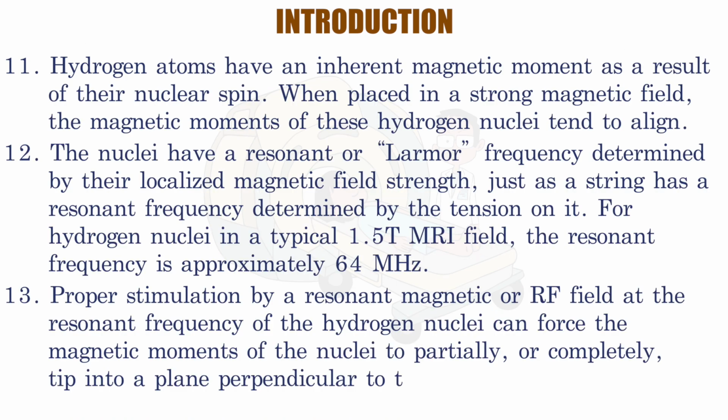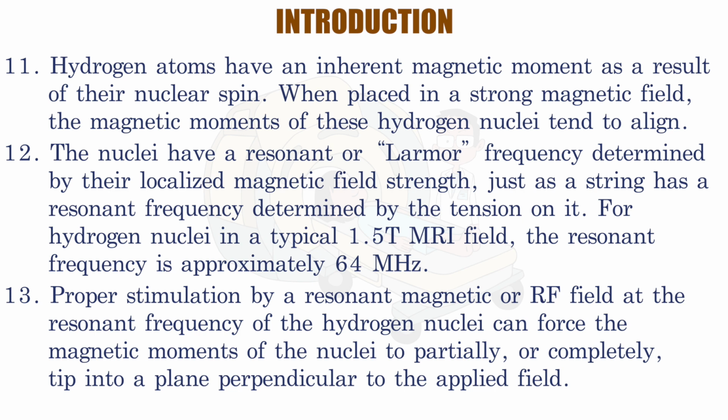Hydrogen atoms have an inherent magnetic moment as a result of their nuclear spin. When placed in a strong magnetic field, the magnetic moments of these hydrogen nuclei tend to align. The nuclei have a resonant or Larmor frequency determined by their localized magnetic field strength, just as a string has a resonant frequency determined by the tension on it. For hydrogen nuclei in a typical 1.5 Tesla MRI field, the resonant frequency is approximately 64 megahertz.